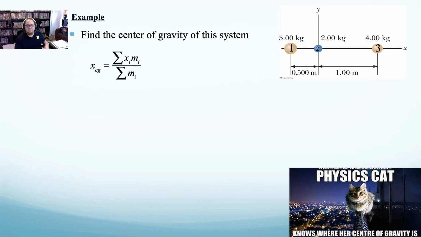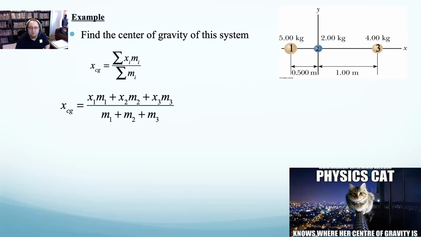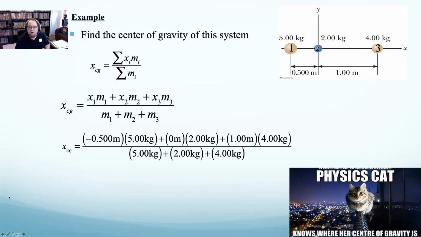For x, the center of mass in x is the sum of xm over the sum of m. I have three things. That means it's going to be x1 m1 plus x2 m2 plus x3 m3 over m1 plus m2 plus m3. And I'll just go and solve. Number 1 is a distance 0.5 meters to the left of my 0, so its position is negative 0.5 meters. And its mass is 5 kilograms. For 2, it's at my 0, so x is 0. M is 2 kilograms. And for 3, x is 1 meter. M is 4 kilograms. And I'll divide that by the total.